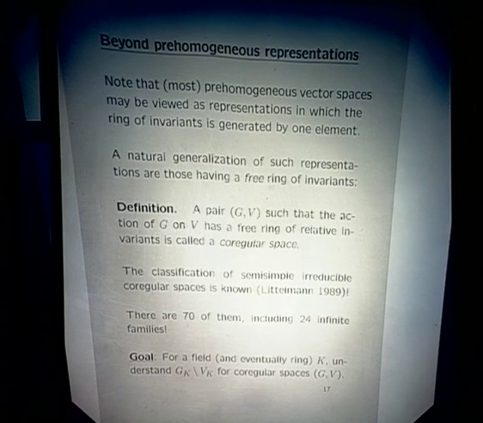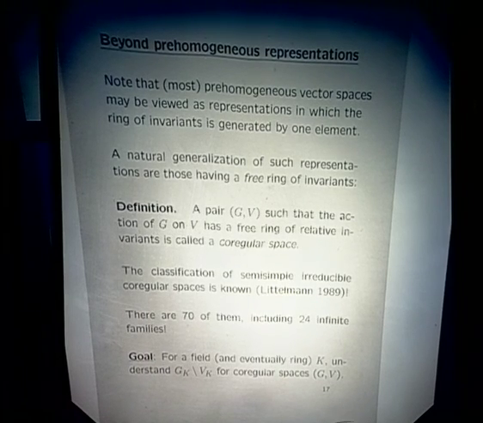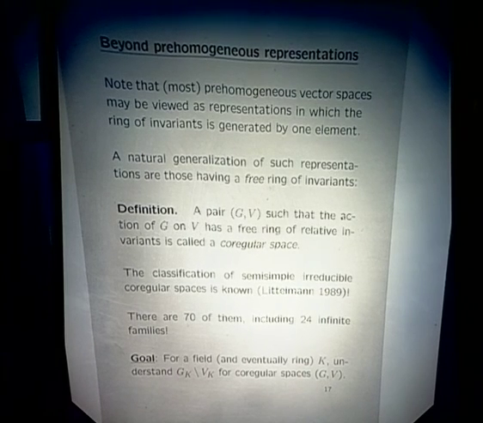But actually, there's even a first question. In the primogenous case, it wasn't so interesting to classify the complex orbits because there was just one. But here, it's already interesting to classify the complex orbits because there's more than one invariant. There are lots of isomorphism classes of complex orbits. And so even the complex orbits, what do they mean? Do they have an interpretation? That has to be done first.